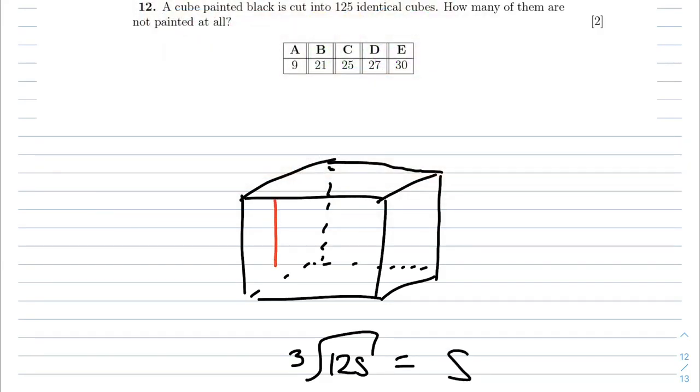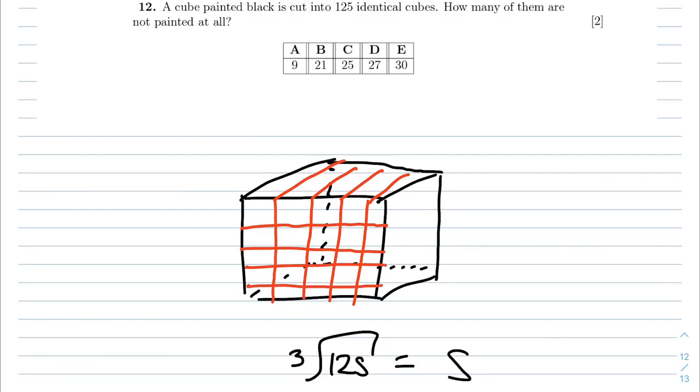Therefore, we're cutting this cube into 5 slices along every direction. It's going to get quite nasty at the top. My drawing is really not the best.